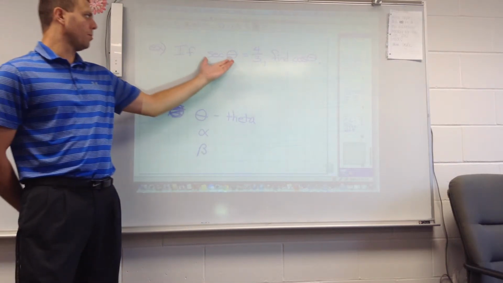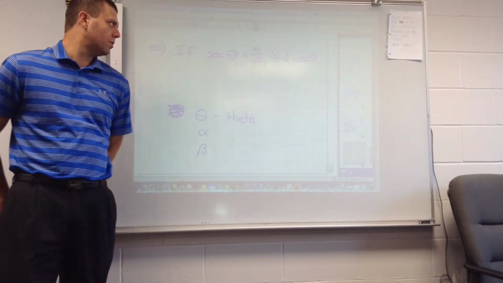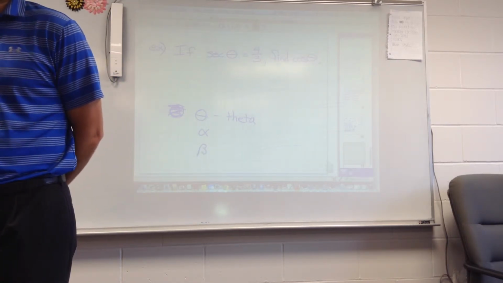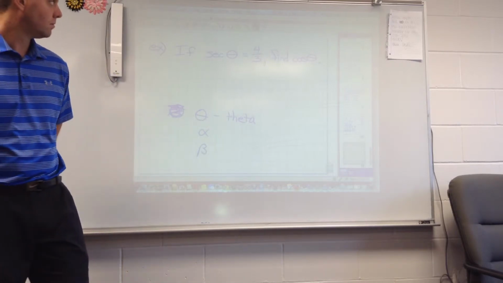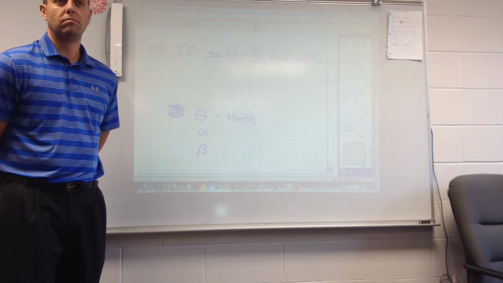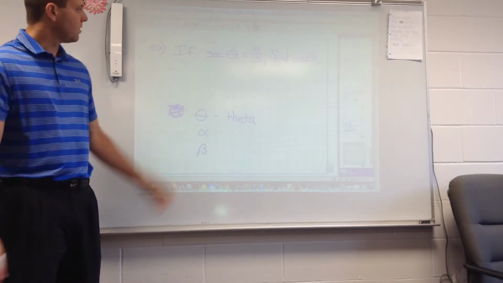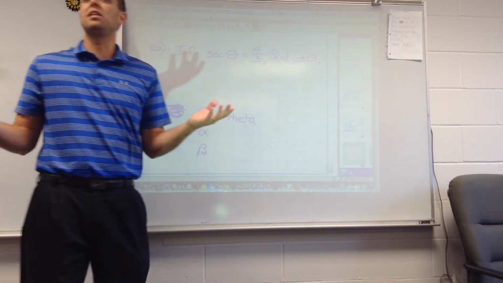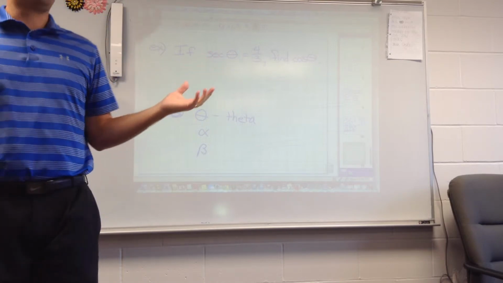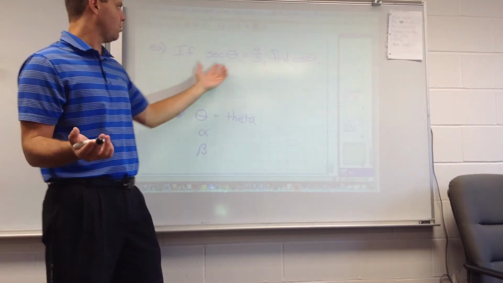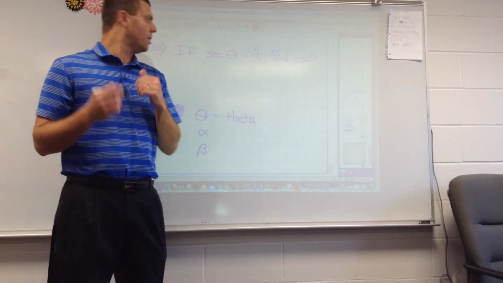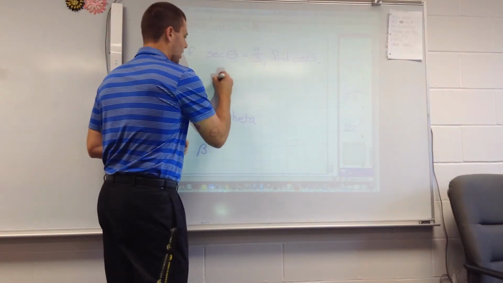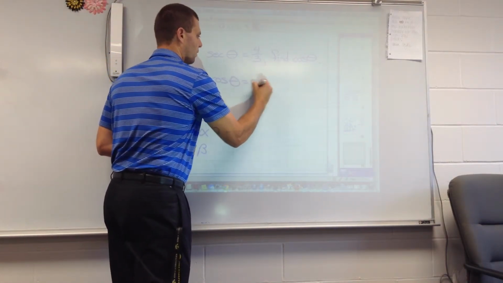Anyway, back to the problem. If the secant of theta is equal to 4/3, now we don't even have a picture here. You don't need one. The biggest thing on these is you recognize that these are reciprocals of each other, so you don't even need a picture. You could draw a picture to go with it, but you don't need it, because if the secant of some angle is 4/3, the cosine will be the reciprocal of that. So in this case, the cosine of theta would equal 3/4.